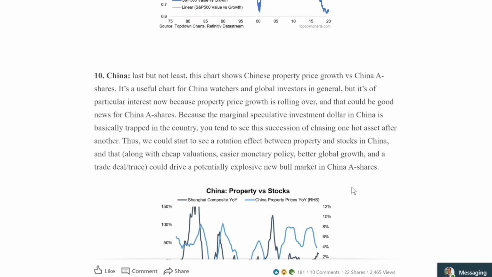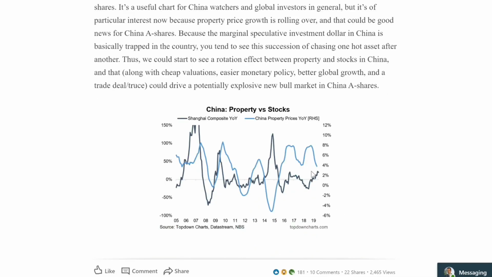Last one, China. Certainly last but not least. This chart here is showing you in the blue line China property prices year over year, and the black line, the Shanghai Composite, so China A shares, also year over year. Why have I mapped these two on the same chart? Well, it's hinting at this interesting dynamic that you see with domestic assets in China. Because you've still got those capital controls, because you've still got this situation where the marginal speculative investment dollar is basically trapped in China, you see this process of it chasing the next hot asset after the other. So in the early tens, back in 2011, around there, it was chasing wealth management products, then it was chasing property, then it was chasing stocks, then it was chasing property again.